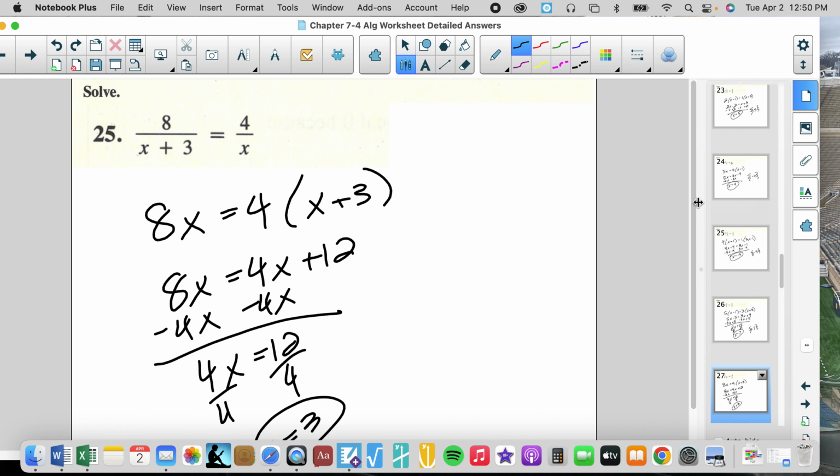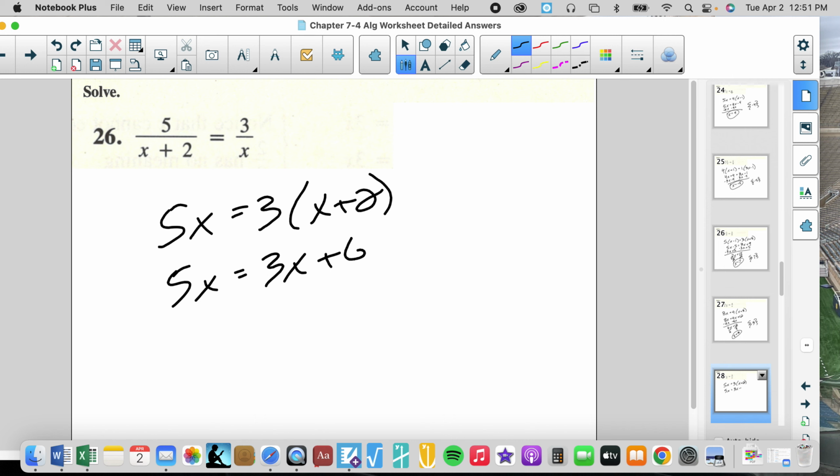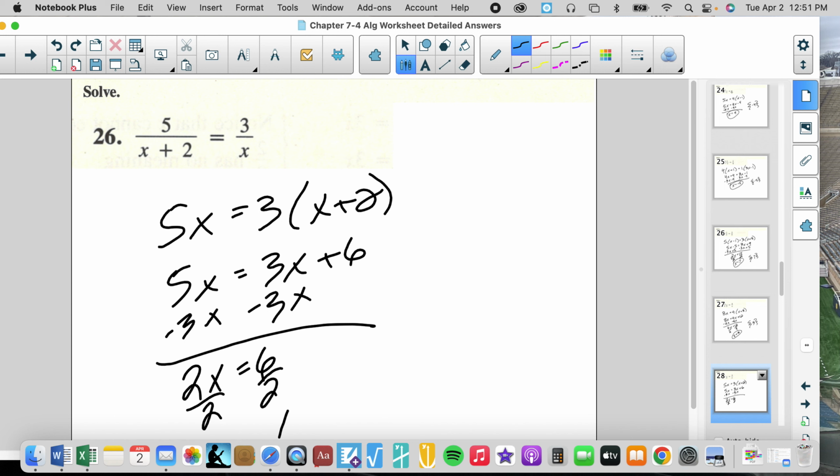Nope, gives us 6 in the denominator, so that's fine. My solution is 3. 5x equals 3 times x plus 2. 5x equals 3x plus 6, minus 3x, minus 3x. 2x equals 6, divided by 2. X equals 3. 3, nope, still okay.